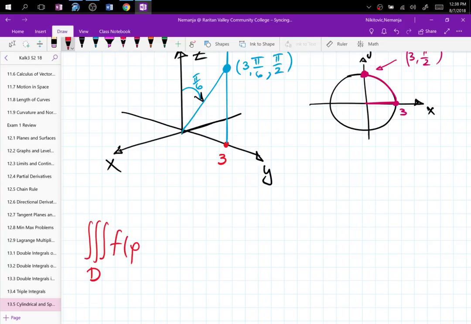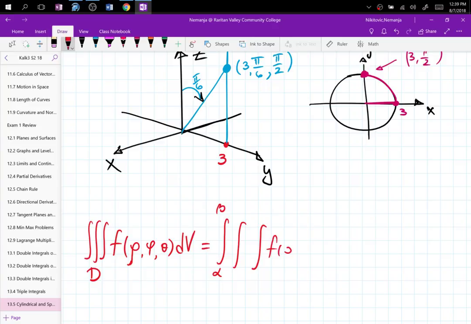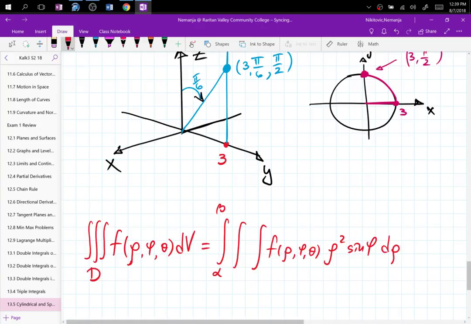f of rho phi theta dv. Again, we see it's 4D, right? Because you have a function times dv. And now we have our triple integral over here. Actually, let me write everything else first. So we have f of rho phi theta, rho squared sine phi d rho d phi d theta. There we go.